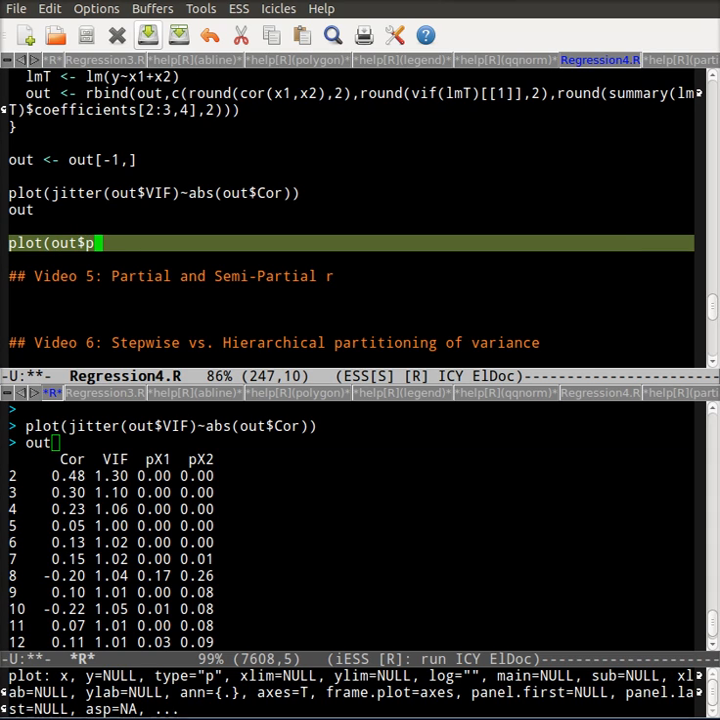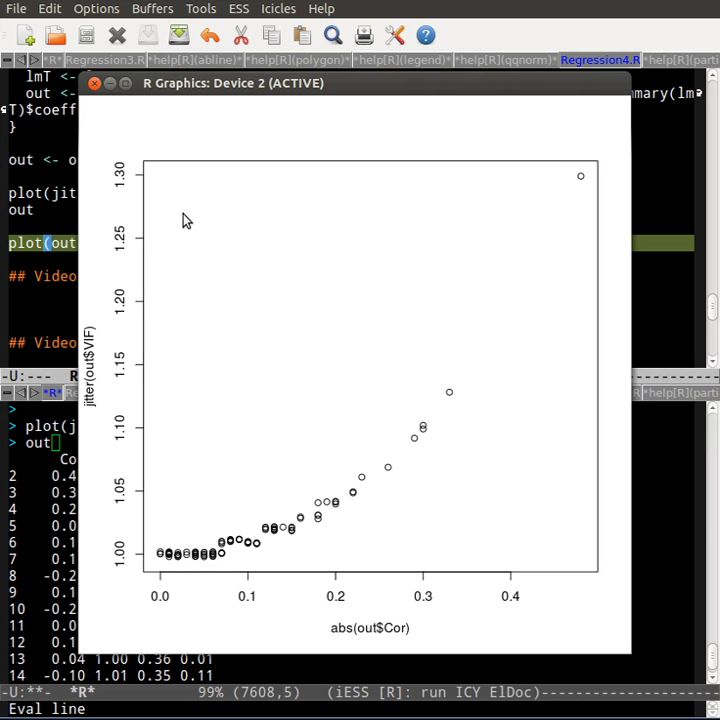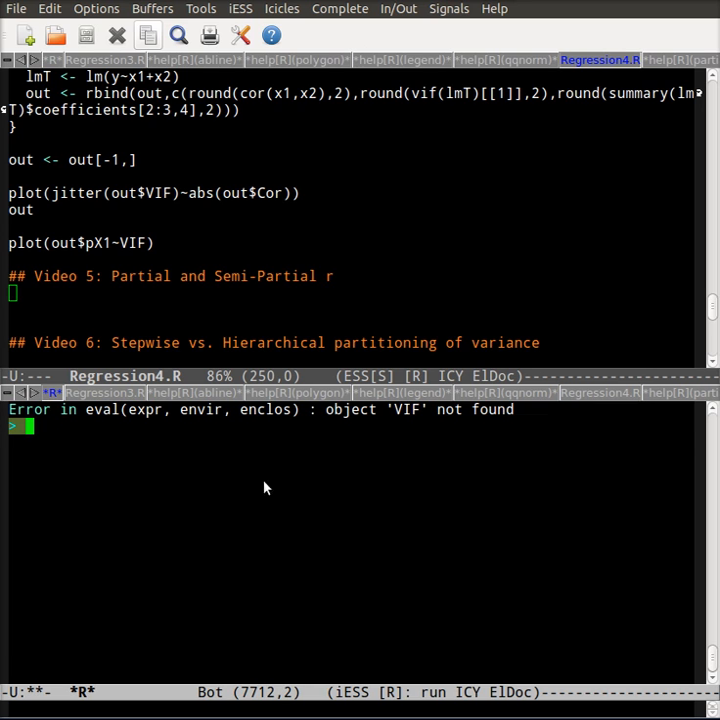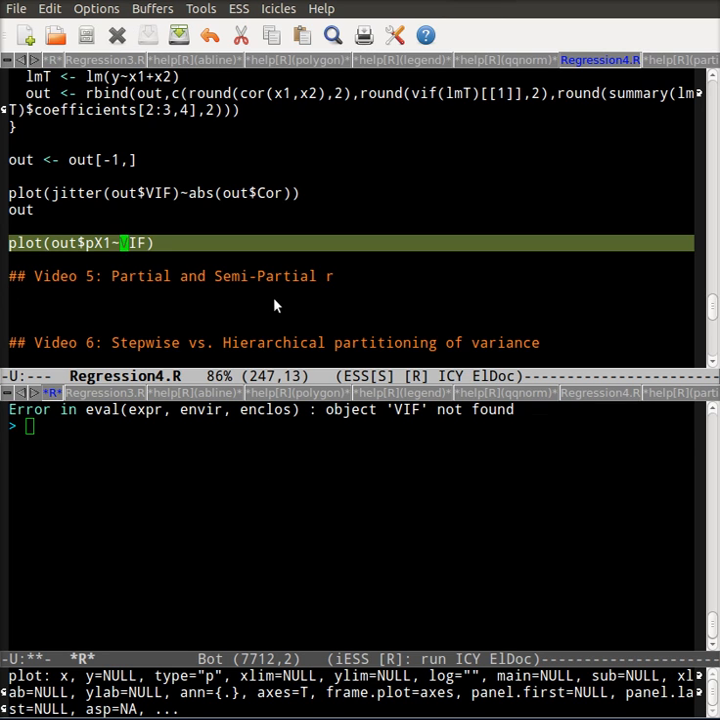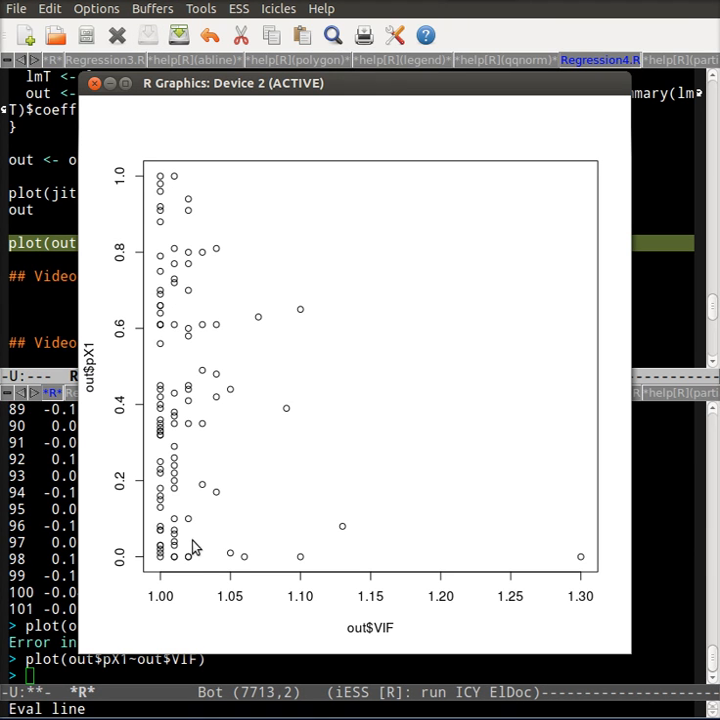Let me look at the probability of x1 predicted by VIF. Perhaps, whoops. Okay, there we go. And look at here. So this is the probability. And you'll notice that here, VIF, eventually there's going to be a relationship. As VIF increases, we expect the probability to increase as well.